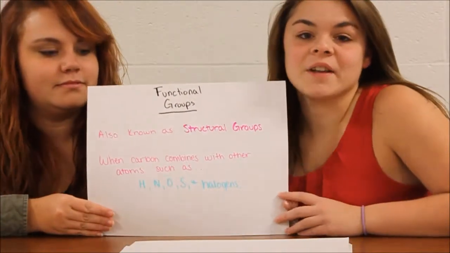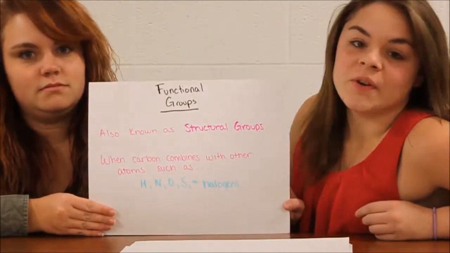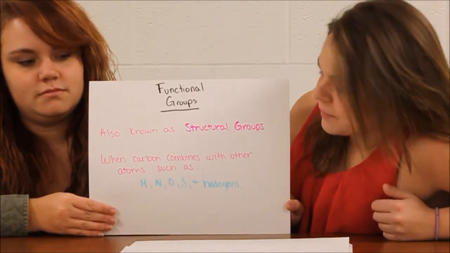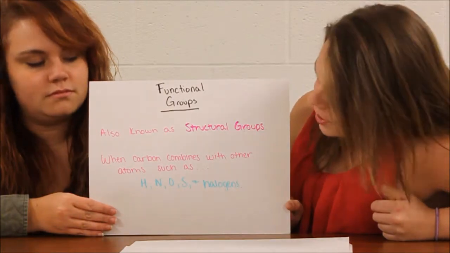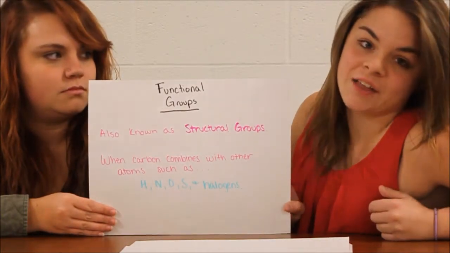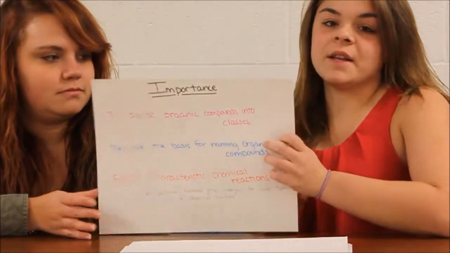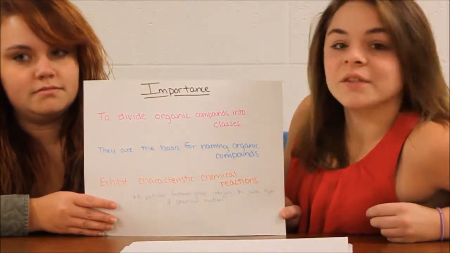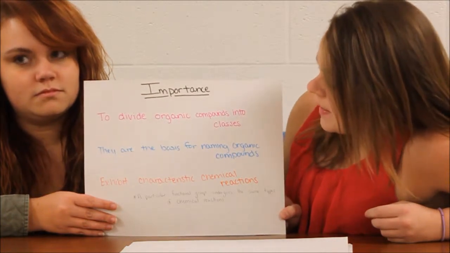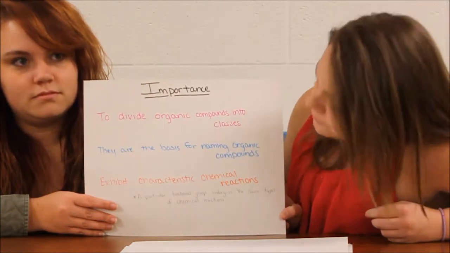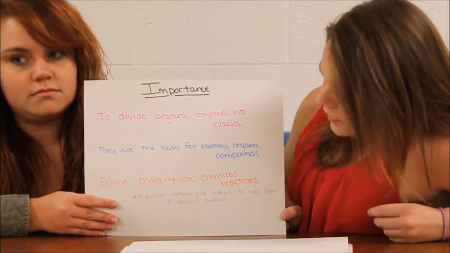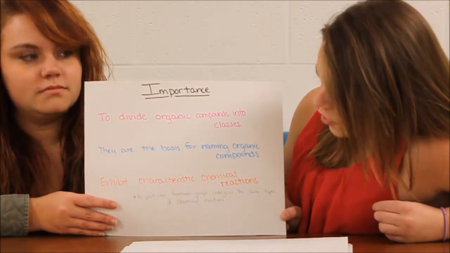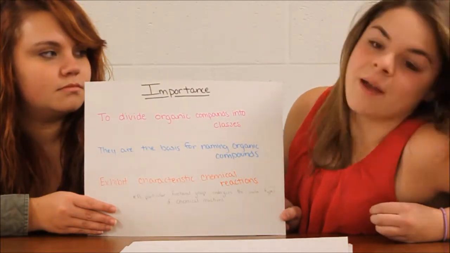Chapter 1.3, Functional Groups, also known as structural groups. When a carbon combines with other atoms such as hydrogen, nitrogen, oxygen, sulfur, or halogens. The importance of functional groups includes dividing organic compounds into classes. They are the basis for naming organic compounds, and they exhibit characteristics of chemical reactions. So a particular functional group undergoes the same types of chemical reactions.